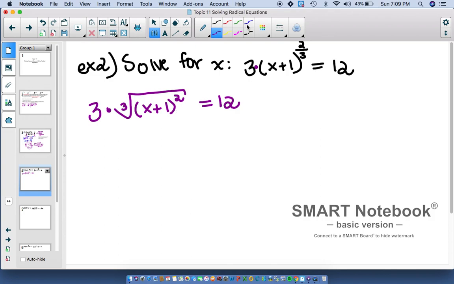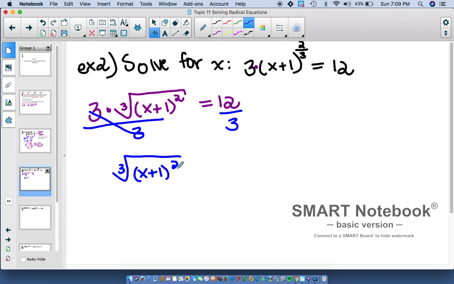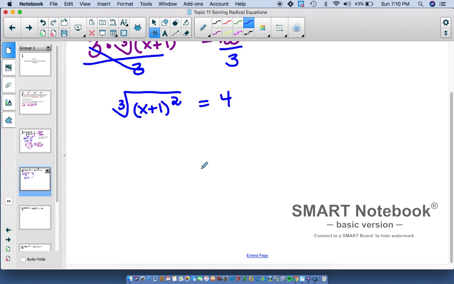And now the same rule applies. Before I do anything with my radical, I have to isolate it. I have to get it by itself. So there's a 3 that's being multiplied. So what I'm gonna do is divide both sides by 3. These will cancel, so cube root of x plus 1 squared equals 4, right? 12 divided by 3. Okay, so now my radical is by itself.